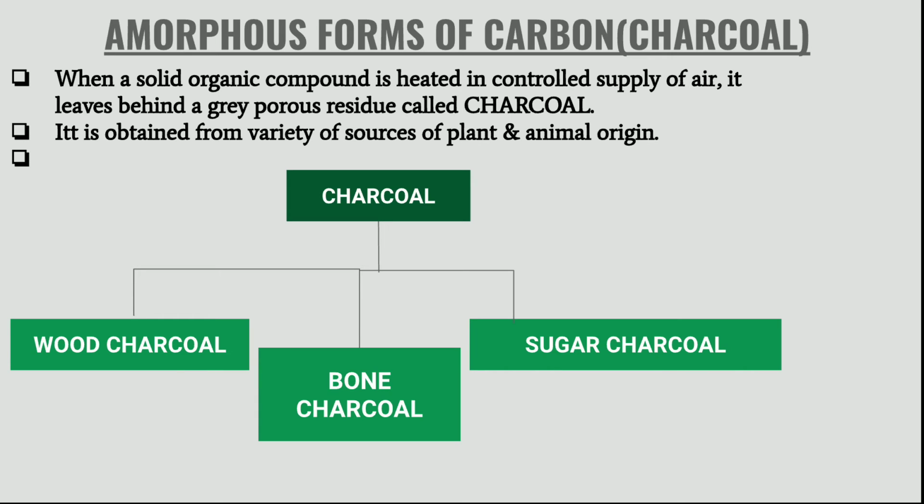Next we come to charcoal. Charcoal is an amorphous form of carbon, another amorphous form. It is a solid organic compound, and when it is heated in a controlled supply of air, it leaves behind a gray porous residue. When a solid organic compound is heated in a controlled supply of air, then what happens? A residue is left, a gray porous residue, which is known as charcoal. It is obtained from a variety of sources like plant and animal origin. Charcoal can be of three types: wood charcoal, bone charcoal, and sugar charcoal.